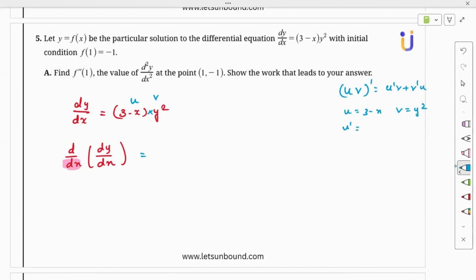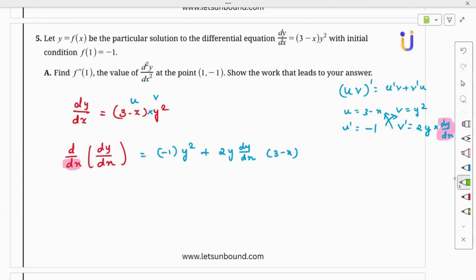What is u prime? Differentiate u. 3 will become 0 when you differentiate. X will become 1, so negative 1. V prime: I'm differentiating with respect to x throughout. So 2y is the differentiation, and this y is a function of x. So again, you need to differentiate that y, dy by dx. So it's very important: the chain rule in implicit differentiation. So let's go with u prime v plus v prime u. We got everything. So u prime is minus 1, v is y square, plus v prime is 2y dy by dx, u is 3 minus x. And we can simplify it further.